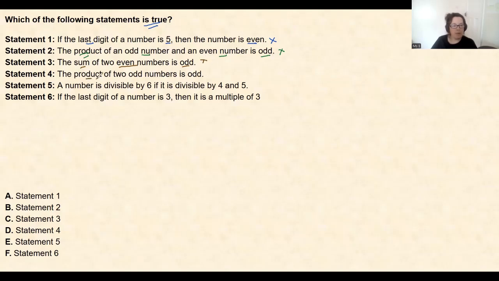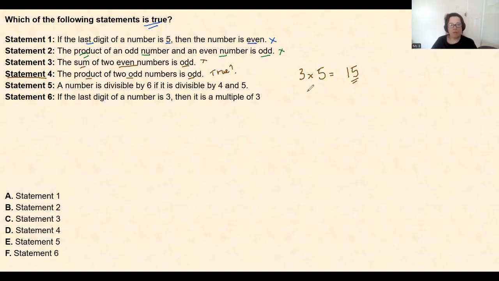The product, again multiplication, of two odd numbers is odd. Let's think of two odd numbers. 3 multiplied by 5, and they're saying that the answer is odd, 15. Okay, so the answer here is odd. Let's try another few odd numbers to see if perhaps we get an even answer, just to make sure that this statement is true. Okay, so far.